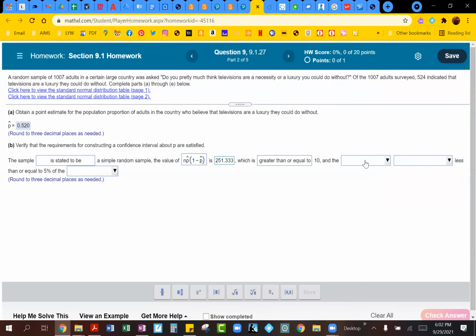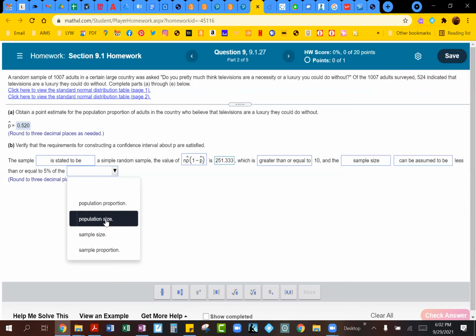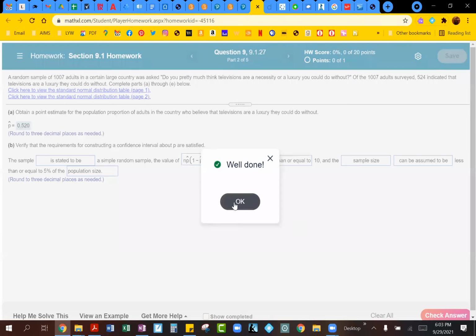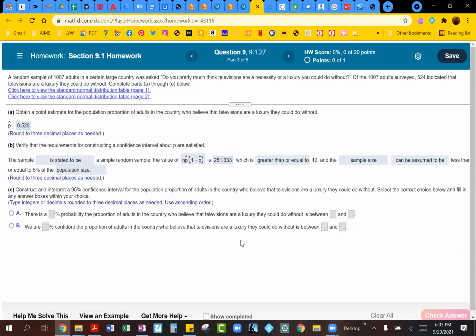So in this case, we will select that the sample size can be assumed to be less than or equal to 5% of the population size. That's the option you're going to select. And for most of these questions, you are going to make that assumption unless they specifically give you a population size. And I believe for most of these examples, they don't give you a population size. So it's safe to make that assumption.